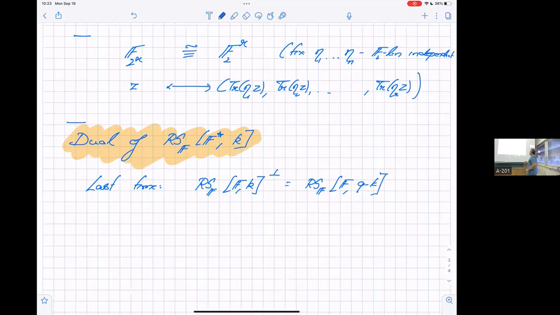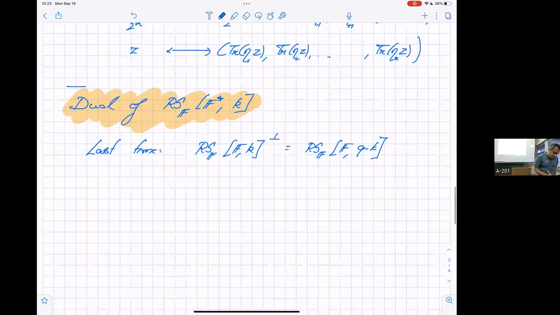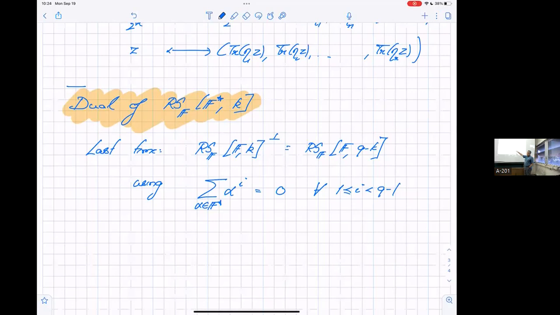This is what we did last time. And how did we prove this? We proved it using the following fact: the summation of alpha power i over alpha in F star is 0 for all 1 less than or equal to i less than q minus 1. We proved this identity and used this.